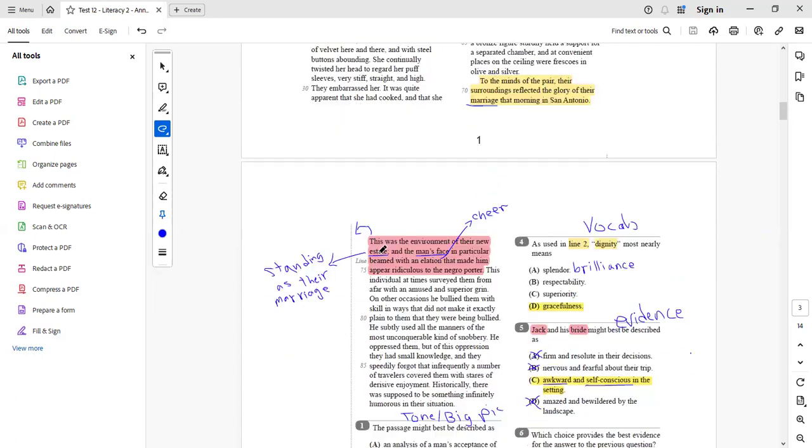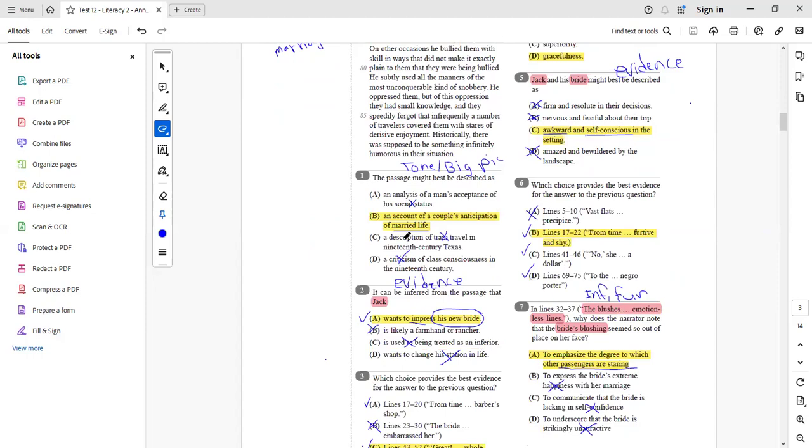So now I know that the passage talks about Porter and his bride. So if we're going to go here, as I told you, it's better to leave this question till the end. An analysis of a man's acceptance of his social status? Yeah, he talked about social status, but he didn't say whether he is accepting it or not. An account of a couple's anticipation of married life? Yes, here he talked about the couple and their anticipation of married life, Porter and his bride.